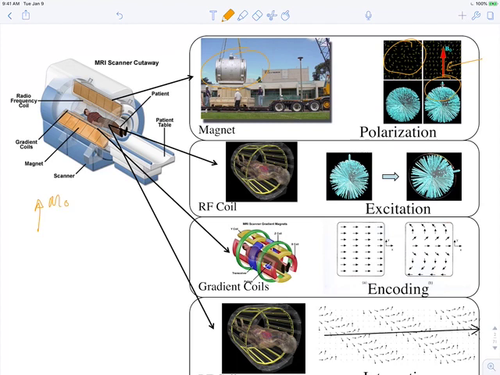So when we put a subject in the scanner, it creates this polarization aligned with the main magnetic field. The next step in the process is we use what's called the radio frequency coil. We'll talk about this process in a future lecture, but for now it suffices to say that we apply the RF pulse here, and the job of the RF pulse is to tip this magnetization away from its equilibrium state.